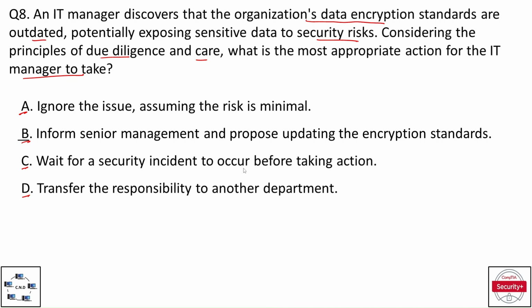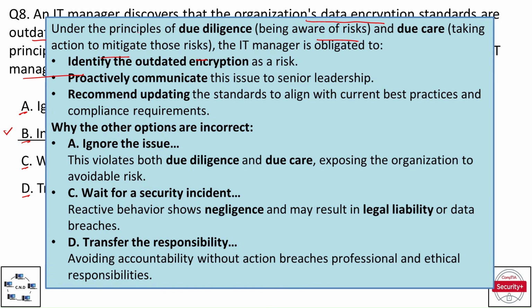And the correct option is option B, inform the senior management and propose updating the encryption standard. And the explanation is, under the principles of due diligence, that is being aware of risk, and due care, that is taking action to mitigate those risks, the IT manager is obligated to identify the outdated encryption as a risk, proactively communicate this issue to senior leadership, and recommend updating the standards to align with current best practices and compliance requirements. Why are the other options incorrect?